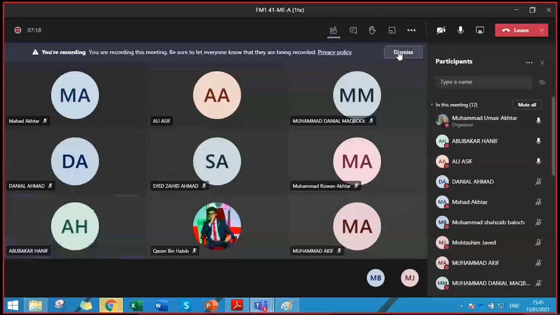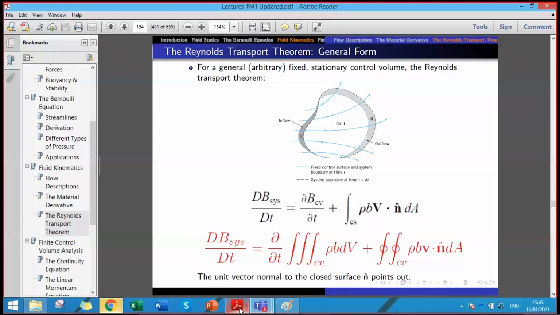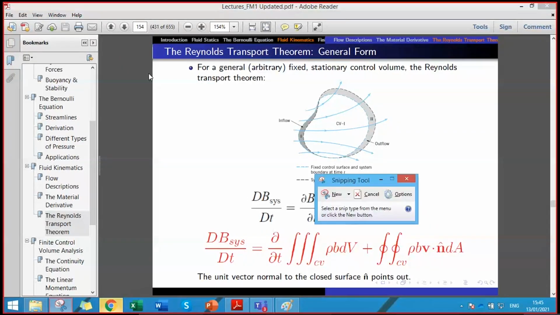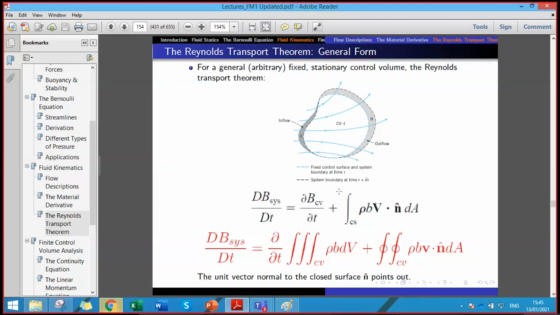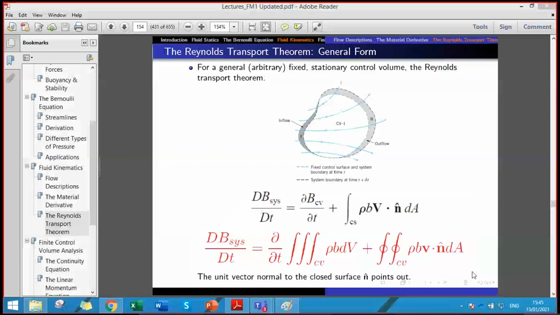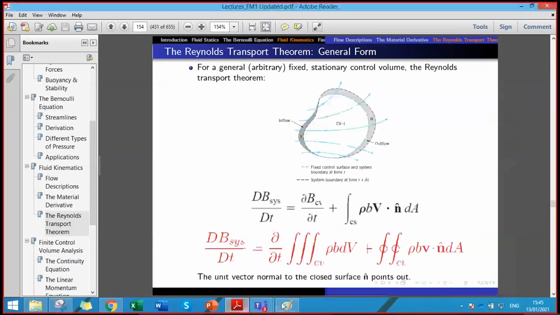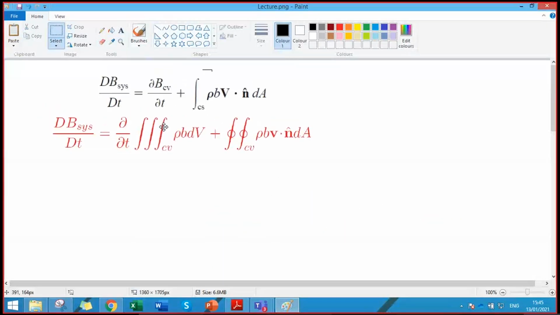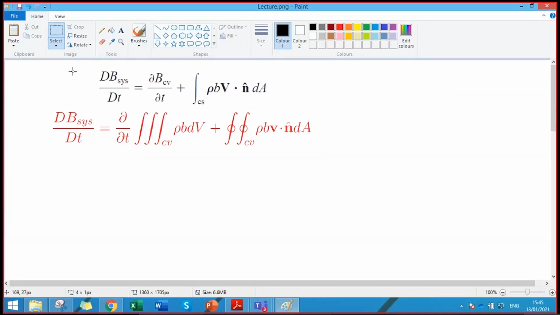So today we are going to further discuss the Reynolds Transport Theorem, and we will see how different terms, different properties and different applications of the Reynolds Transport Theorem help us understand different concepts. On your screen you can see the Reynolds Transport Theorem, that is, the total derivative of the system property is equal to the partial derivative with respect to time of the control volume property plus the net change in the property that is flowing into or out of the control volume.